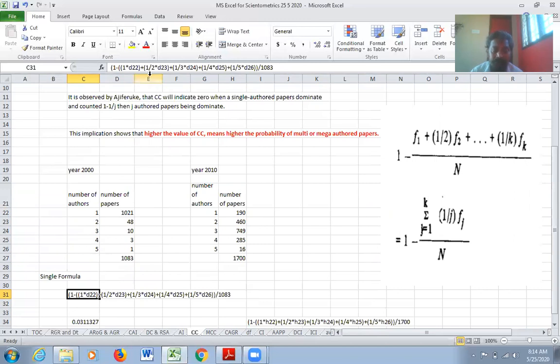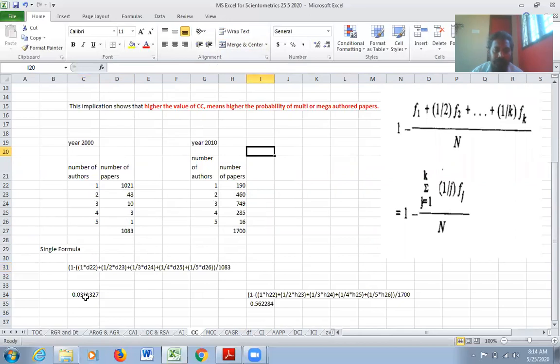And plus 1 by 2 into D23. What is 1 by 2 here? There are 2 authors. We have to split the credit between both authors. So 1 by 2 for everybody. D23 means 48. Then there are 3 authors, so you get 1 by 3. 4 authors, you divide by 4, so 1 by 4. 5 authors, you have to give credit to all the 5 equally, so 1 by 5. This way, you give fractional weightage to different authorship patterns, divided by the total publications, 1083.